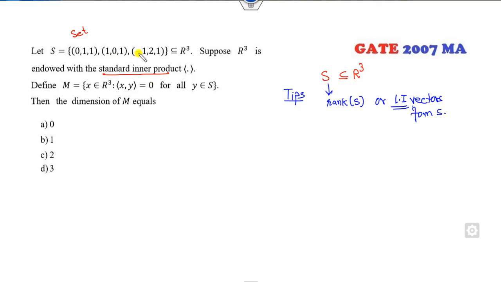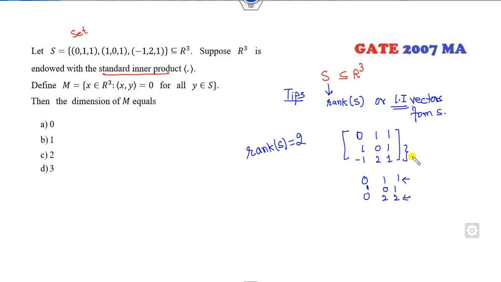Now you can clearly see how you can find that: if I simply write 0 1 1, 1 0 1, minus 1 2 1. Fine. So it clearly says that if I add the last two elements, what will happen? 0 1 1, 0 1 0, 1 2 2, and you can see these two rows are the same. So what is the rank of S? Rank of S will be 2. Or you can see if I call these V1, V2 and V3, V1 is nothing but V2 plus V3 divided by 2.